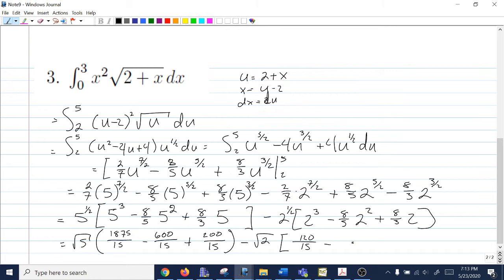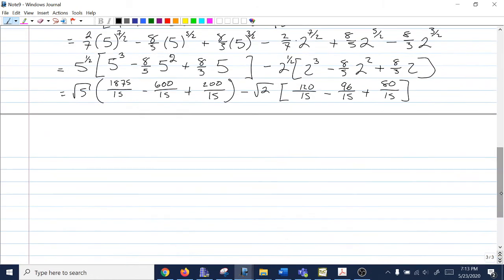Times 3 is 96 over 15. 16 times 5 is 80 over 15. This is going to be 1475 over 15. That reduces. I didn't need 15 as a common denominator. The 5 would have canceled there. I could have done this with thirds.